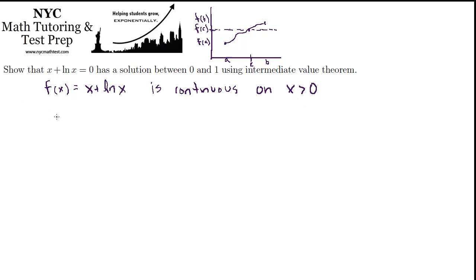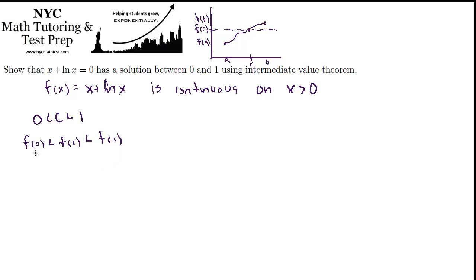And now we want to say that c is some value between 0 and 1, because we want to show that there is a value of c that's between 0 and 1 that will make f of x equals 0. So that's what we're hoping to show. So what we'll do is we'll take f of 0, and hopefully that's less than f of c, which is less than f of 1. So this is our game plan.